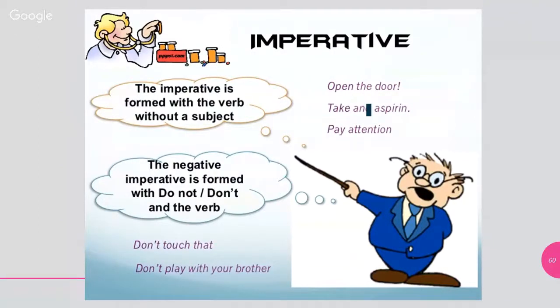Imperative sentence. The imperative is formed with a verb without a subject. In an imperative sentence we put the imperative verb at the start. It has no subject. Open the door. Take an aspirin. Pay attention. These are imperative sentences. The negative imperative is formed with do not or don't and the verb. Don't touch that. Don't play with your brother.